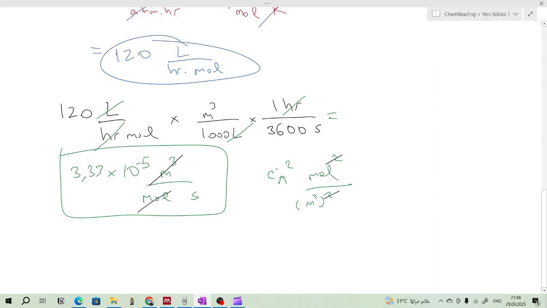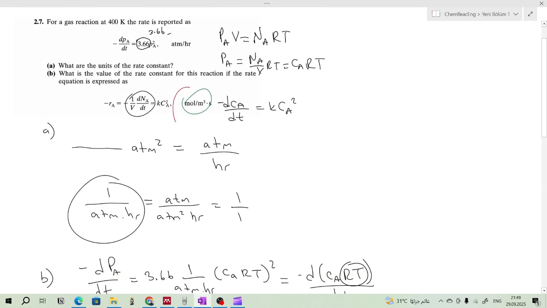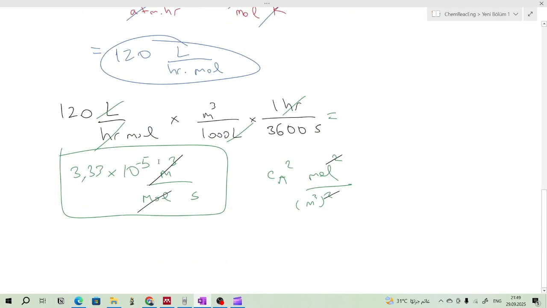We don't have a problem. When you multiply those, you get mole per meter cube second. Some will cancel each other, and you have mole per meter cube, which is this one. We double checked, and we get the same unit. So our coefficient value and unit for k: k is 3.33 times 10 to the minus 5 meter cube per mole second. This is the final answer.